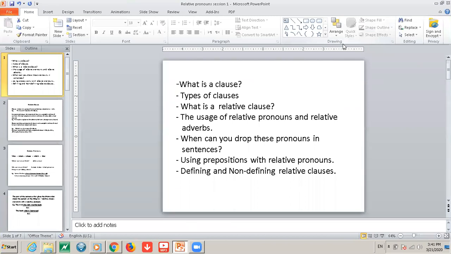Today, we are going to review the use of words like who, whom, whose, which, and that, and when they are used as relative pronouns. So join me in this grammar lesson and let's get started.